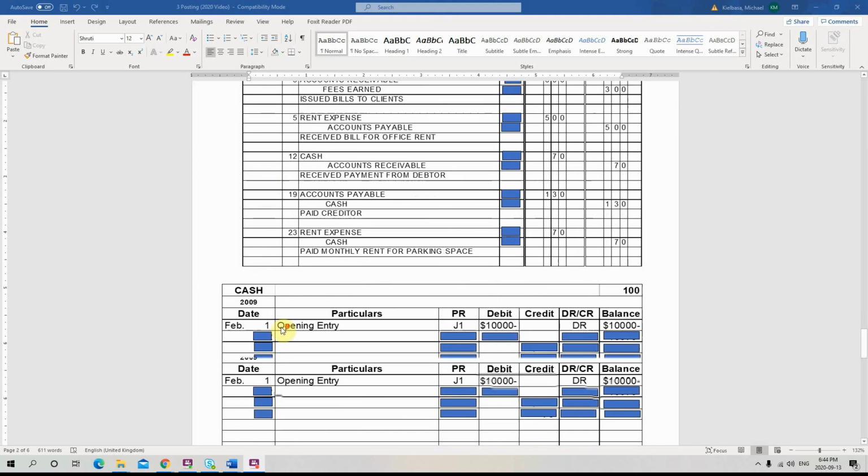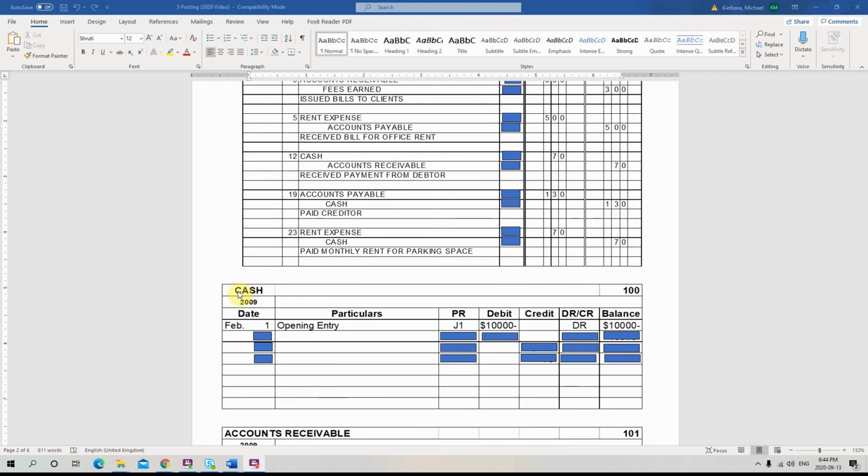Now, you're going to have a chart of accounts that indicates the ledger accounts that the company uses and their names, or sorry, their numbers. That will be given to you, and then you can put the year that you're using just above the date box.